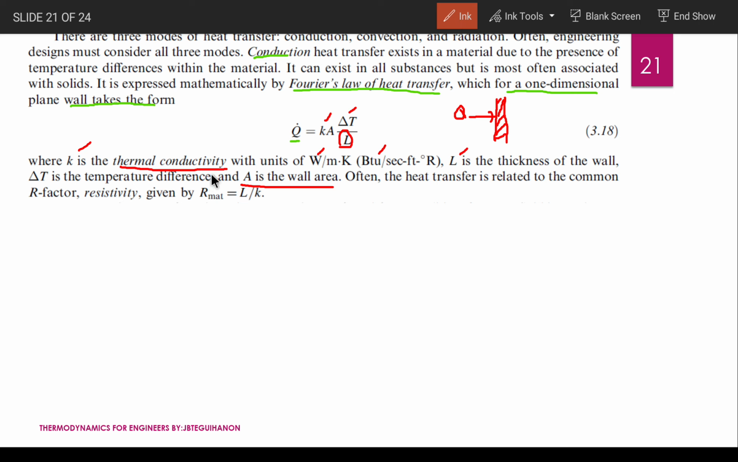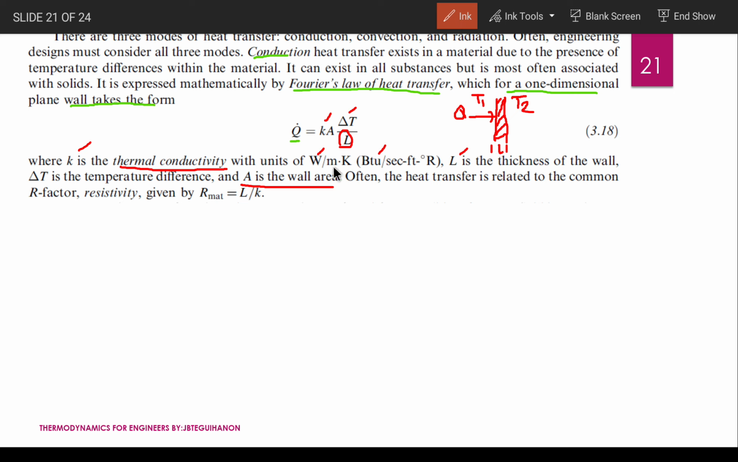Meron siyang thermal conductivity. Constant yan per material, so nakukuha yan sa experiment. Nasa table yan, given dapat. Mayroon kang temperature dito, sabihin natin T1 sa labas, T2 sa loob. Temperature difference, delta T. Tapos yung L daw is the thickness of the wall. Kunyari itong thickness na to, L yan.